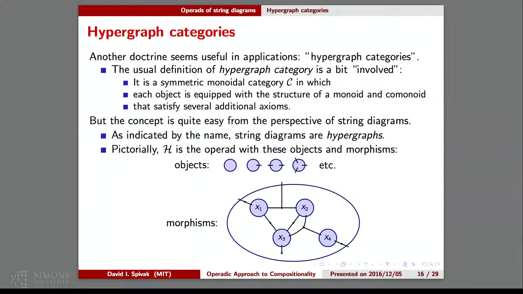So you draw these hypergraphs. The nodes are x1, x2, x3, and there are hyperedges, which are shown with these little links, these little dots there. There's a one-ary hyperedge, there's a three-ary hyperedge that connects things. And in fact, this is a picture of a cospan.